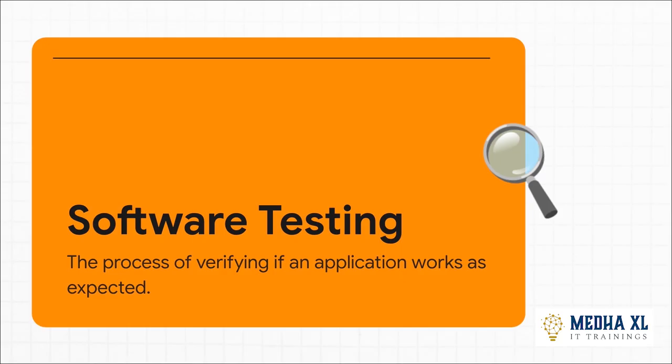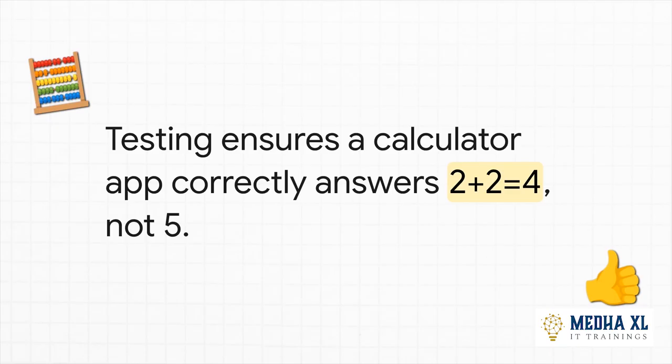Think of yourself as a detective. Your job is to make sure the software does what the users and the business actually expect it to do. And here's a super simple way to explain it. Imagine a basic calculator app. Testing is just making sure that when you punch in 2 plus 2, you get 4, and not 5. It's really that fundamental. It's all about confirming that things are correct, which is how you build a product people can rely on.